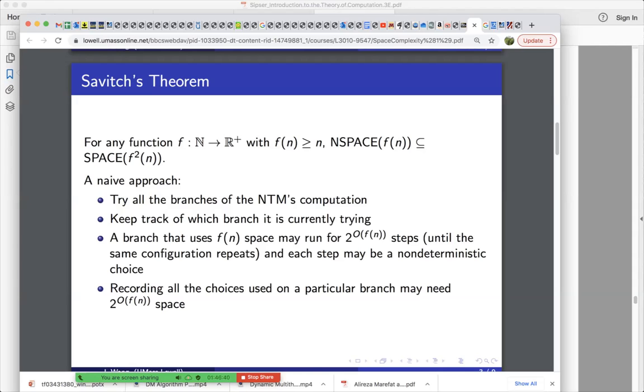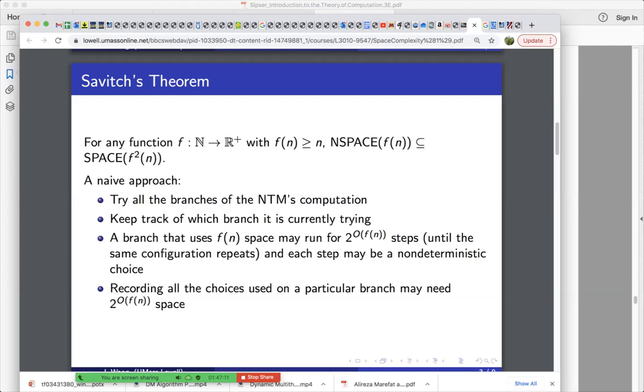Okay, but now we just say we are looking at a single tape. The input tape and the working tape are on one tape, so you need to read the input. So that already takes linear space. That means we want this f of n greater than or equal to n. So if that is the case, then non-deterministic space f of n is included in deterministic space f of n squared.